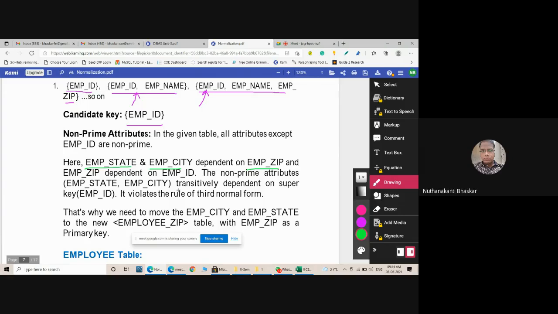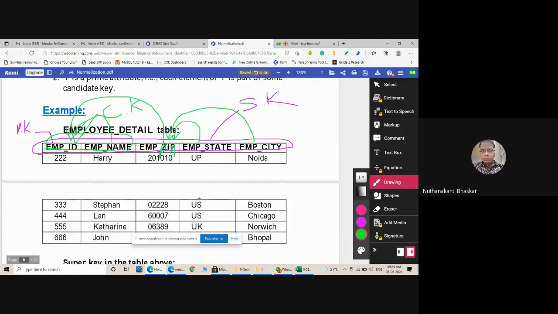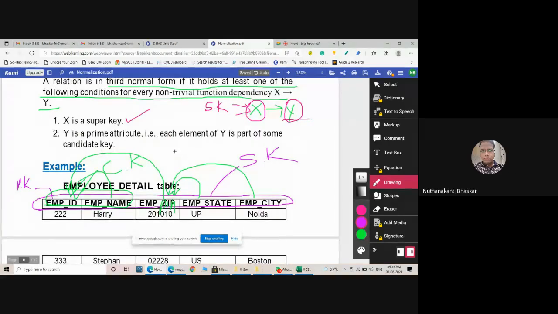Now, when you observe this employee zip, it again depends on the employee ID. Yes or no? Yes, sir. Now employee name also depends on employee ID. Now when you observe, employee ID determines employee name and employee zip. I will write here: ID determines name, zip. Correct? Yes or no? Yes, sir.